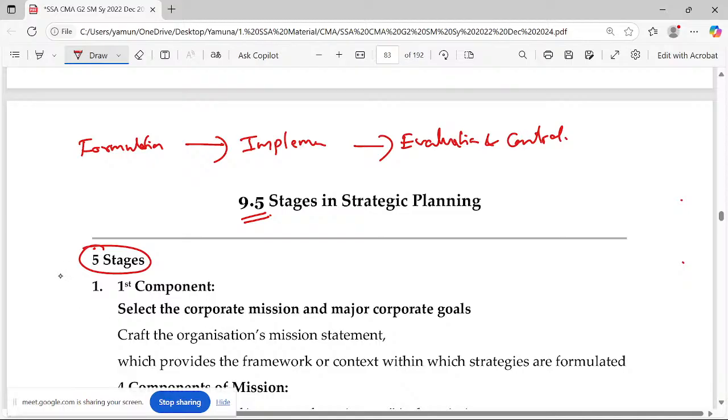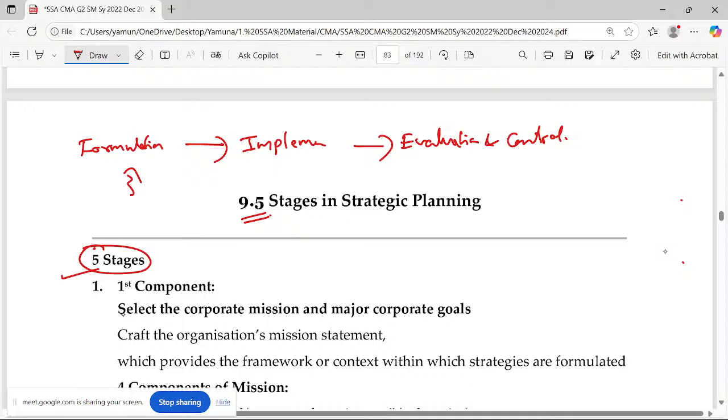But now here we are going to discuss five stages. So if the question asks for five stages, go with this angle. If the question asks for three stages, go in this angle, which means you're not going to leave off the first and last stage. You're going to combine the first and second and put it as formulation.